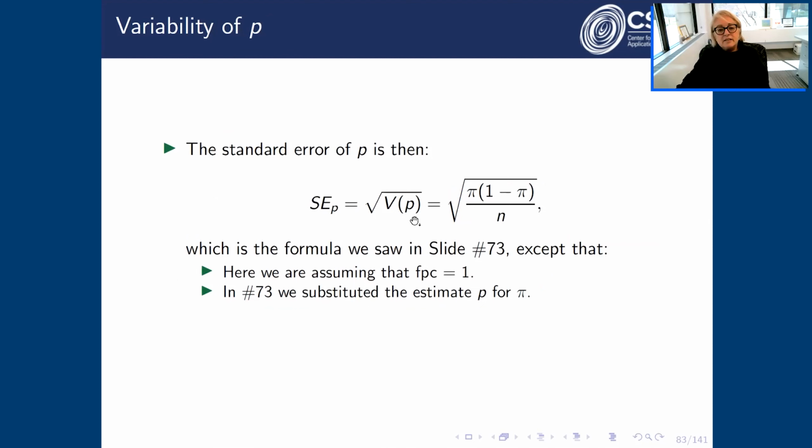And the standard error is just the square root of the variance. That's what the standard error of P is. And you see, this is exactly what we had gotten when we were looking at simple random sampling from an infinite population with replacement back in slide 73. I can arrive at the same result in two ways, either using this design-based approach or this statistical model-based approach. Okay.